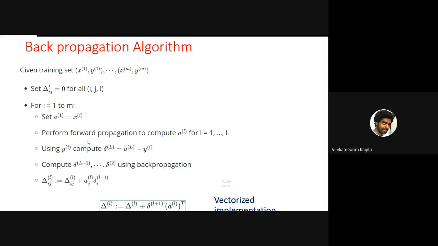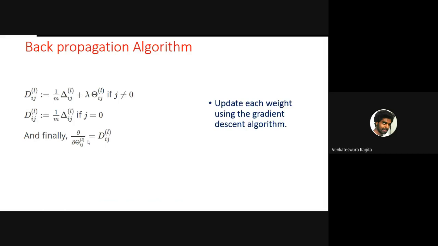Once you get this, you have to determine the derivative of J with respect to a particular parameter. That you are doing using this equation. You're taking the average over all these things that you have computed, plus this is the regularization term's derivative. Okay, because in the regularization term you don't have theta 0, that is why you have no regularization term here. So this is your derivative of J with respect to theta_ij^l.